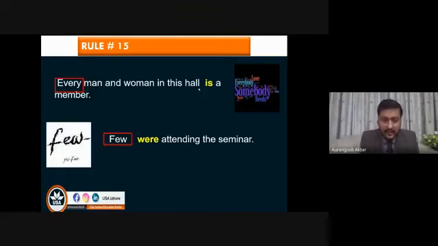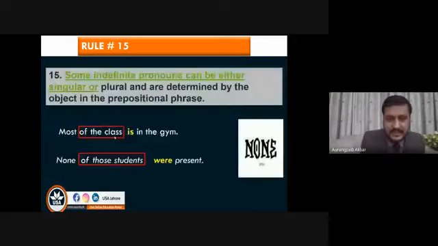Then look at: the few were attending the seminar. Here, few is referring to plural, and every is referring to singular. That's why we have used were in one and is in the other. Both are indefinite pronouns, but the number is different. One is singular in number, whereas the other is plural in number. So if the pronoun is singular in number, we will use a singular verb, and if the pronoun is plural in number, we will use the plural verb. So that's rule number 15.